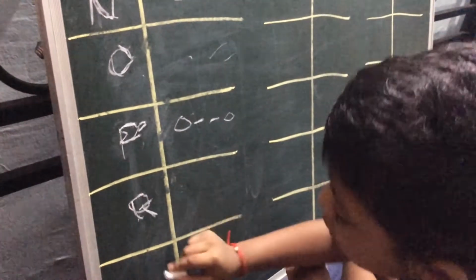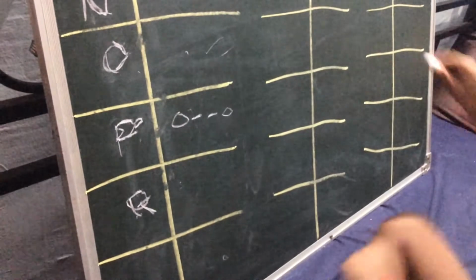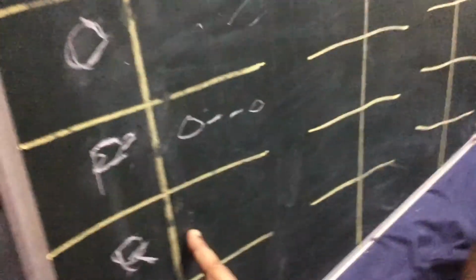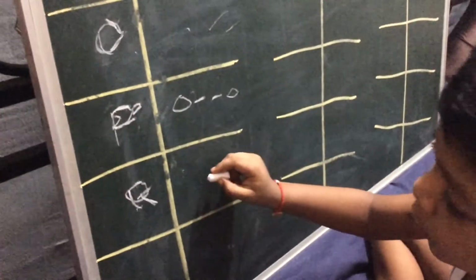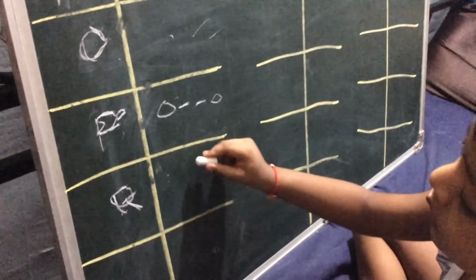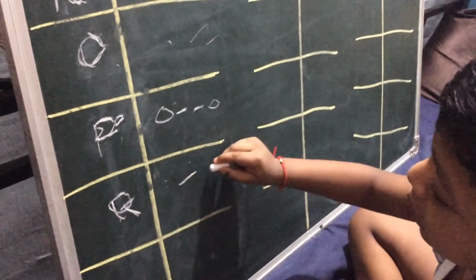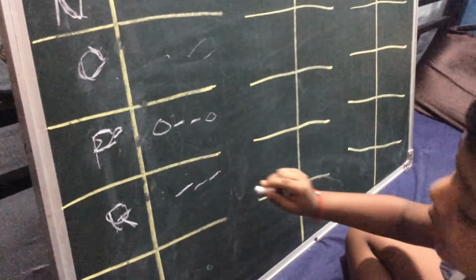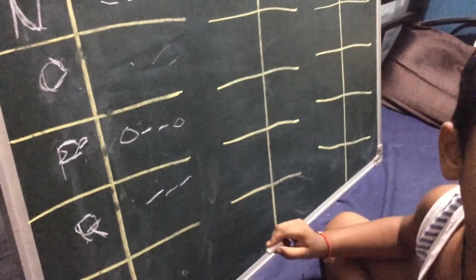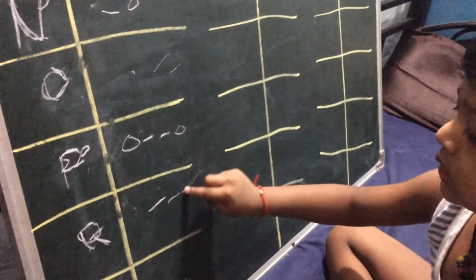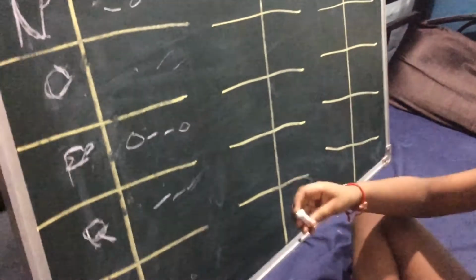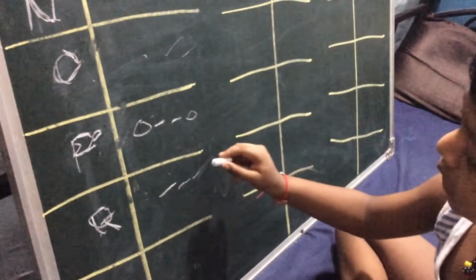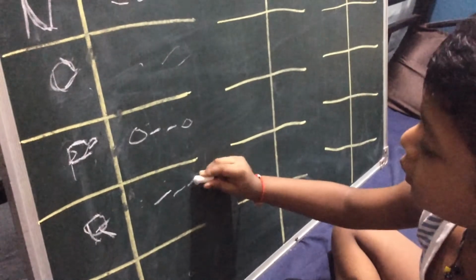Yeah, write down there. Okay, it's okay. Write the Q here, sir. So, it is dash, dash, dot, dash. Dash, dash, dot, dash. Very good. Dash, dash, dot, dash.